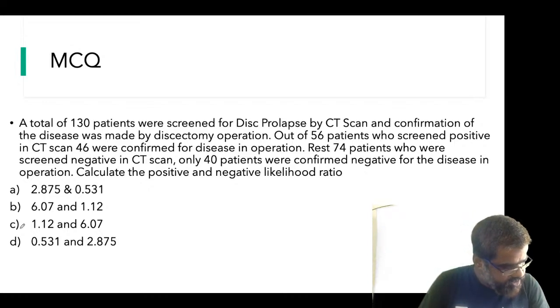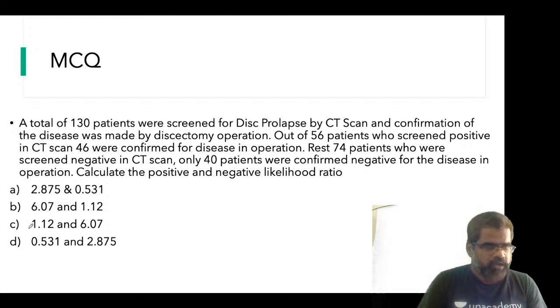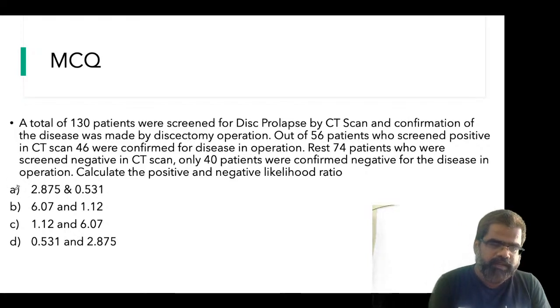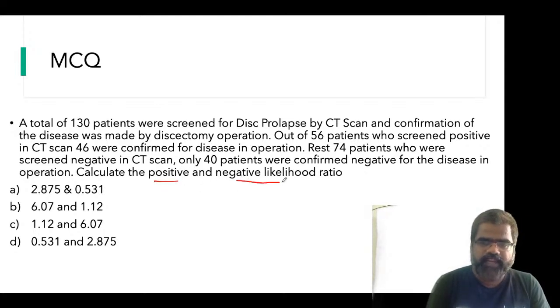Okay, somebody answered. Nimula answered C. Jay answered C. Anyone else? Kishore also answered C. Okay, students, when such questions come, it is not important that we reach the answer quickly. The answer will definitely be correct if we know the process. So they are asking you positive and negative likelihood ratio.